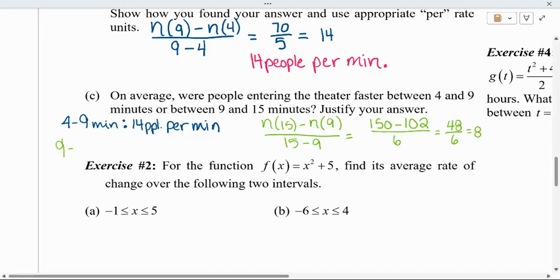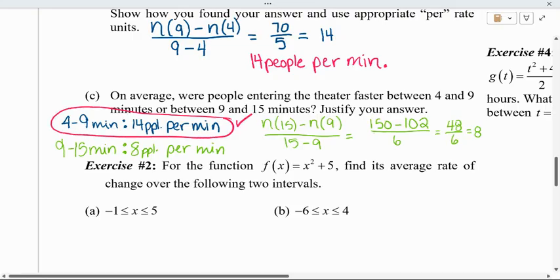In the 9 to 15 minute interval, we had 8 people per minute. Which one is faster? The 4 to 9 minute interval is faster. Okay. How do we feel about that? Good.